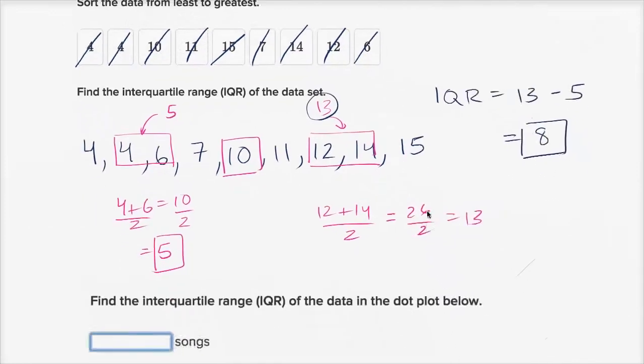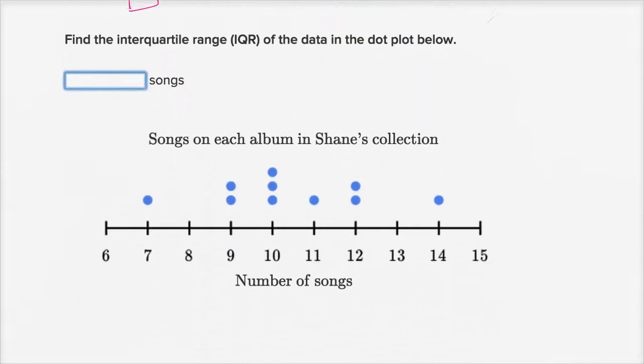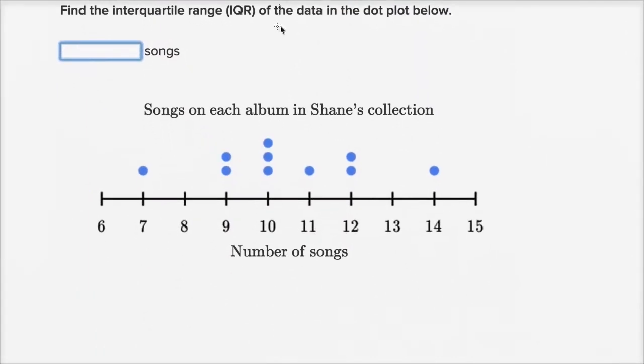Let's do some more of these. This is strangely fun. Find the interquartile range of the data in the dot plot below, songs on each album in Shane's collection. And so let's see what's going on here. And then, like always, I encourage you to take a shot at it.